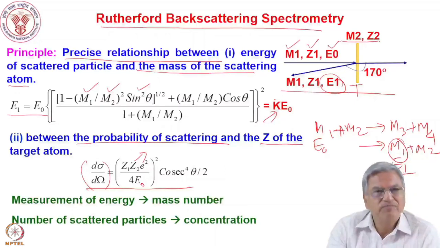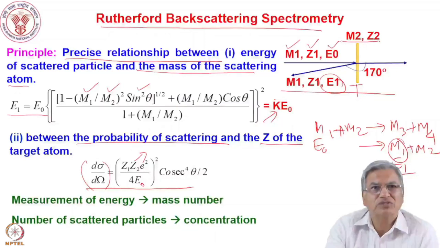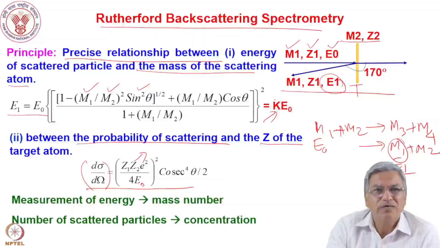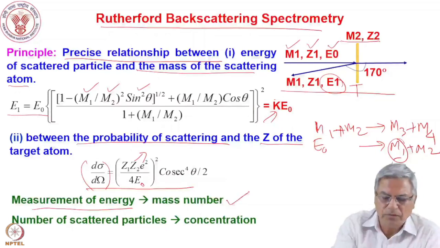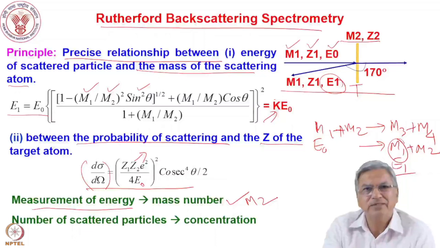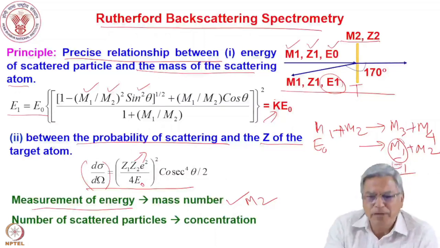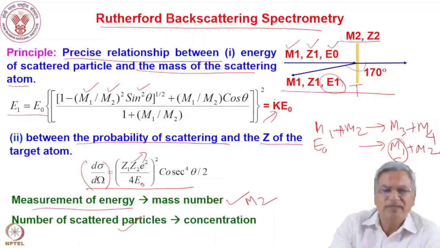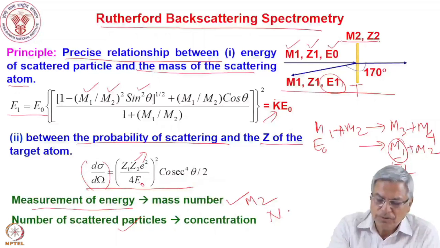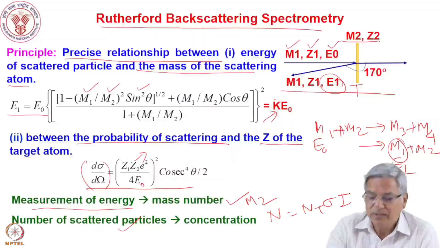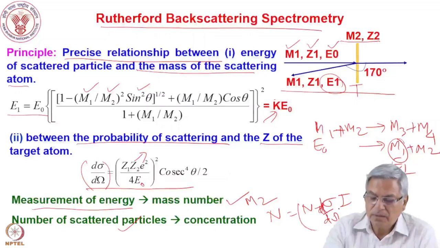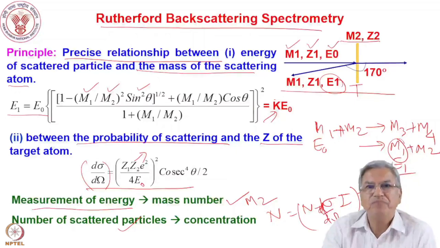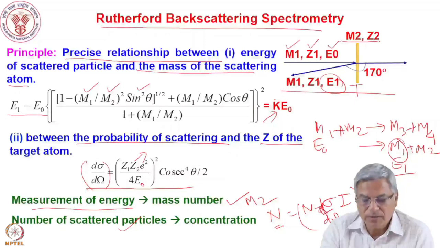So from the determination of the number of particles that are scattered, or from the counts in the spectrum of the scattered particle, we can find out the concentration of the target nuclei. So the measurement of the energy of the backscattered particle gives you the mass number in the target, which you identify. And from the mass number you can of course identify the elements, and from the number of scattered particles, what do you know? The number of scattered particles will be N t sigma I, where sigma will be d sigma by d omega. So this is the number of particles into t, and so this tells you the concentration of that particular target.